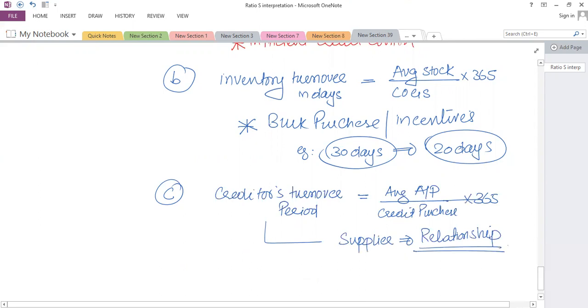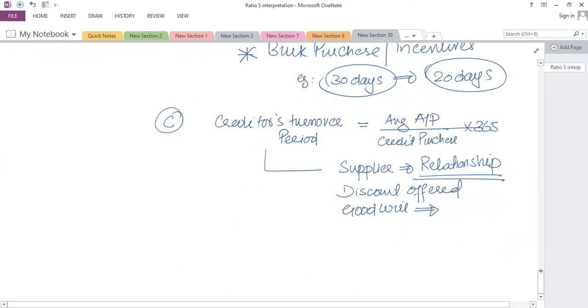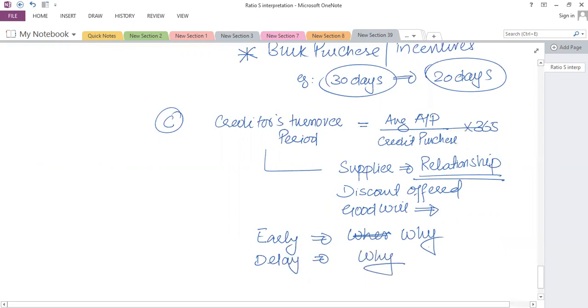You have to pay your supplier on time. You have to think about that if you pay early, what kind of discount has been offered by a supplier? What about your credibility in the market? What about your goodwill position? What about your discounts? So if there is any change in creditors turnover period, if you are paying early, then ask yourself why. Why are you paying early? If you're paying late, why? Do you have problems in other parts like inventory and receivables? That's the reason why you're paying late. So you have to think about why. Why is very important. Why, and why.